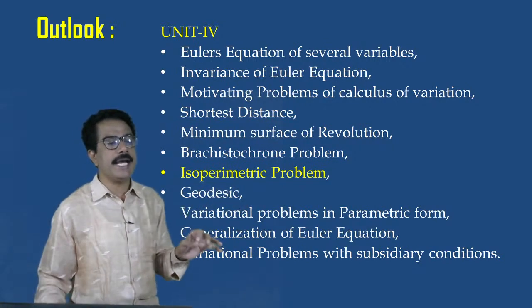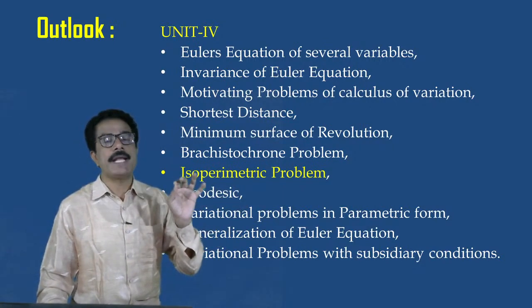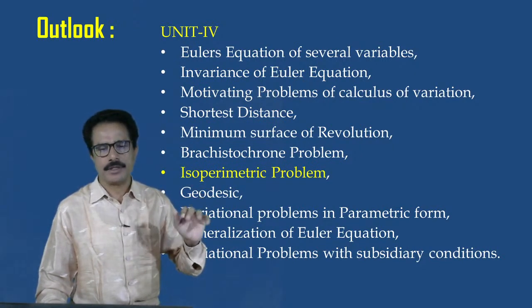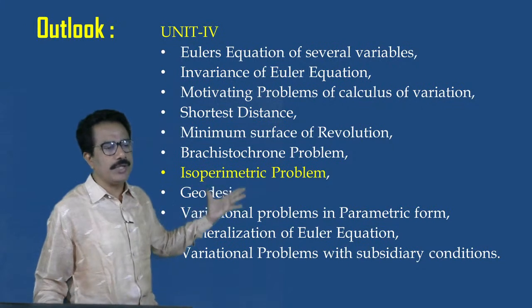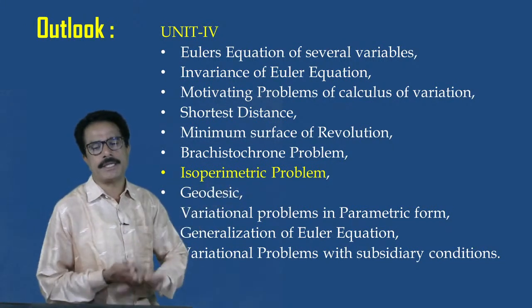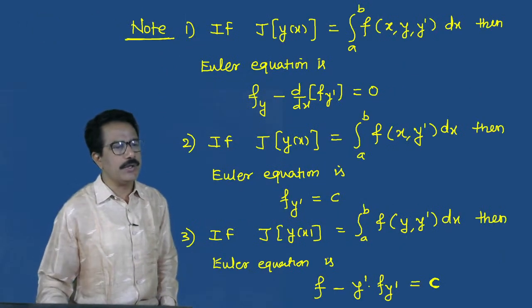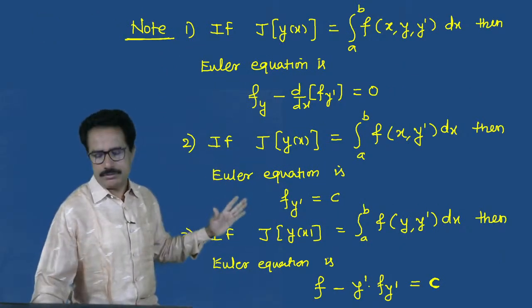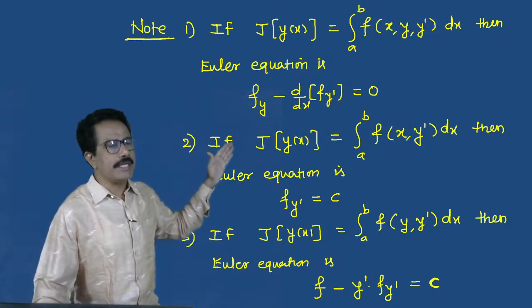Yesterday we have seen the Brachistochrone problem, which is a particular type of problem. In the same way we now have to discuss another particular type of problem, that is the isoperimetric problem. All these problems are based on Euler's equation, Euler's special conditions. So we shall start the isoperimetric problem today.